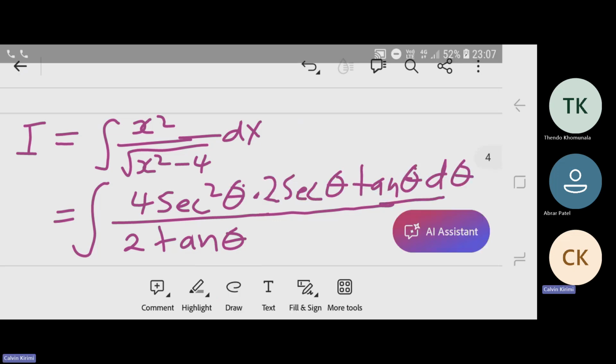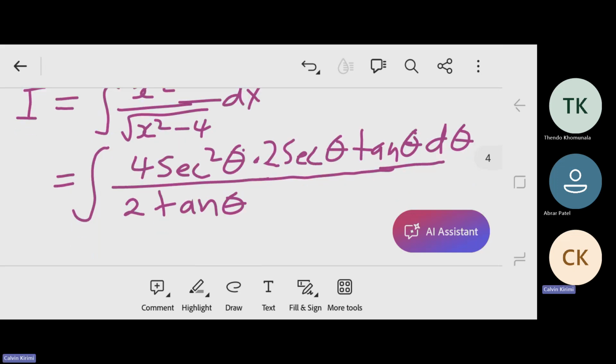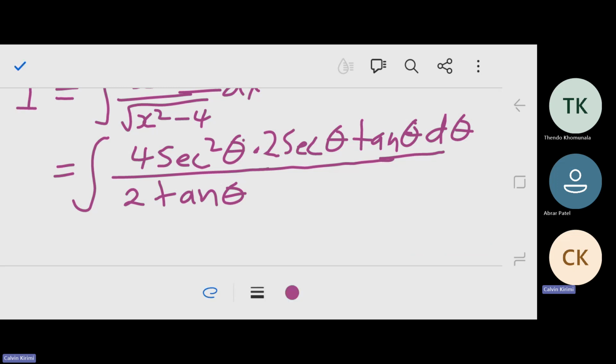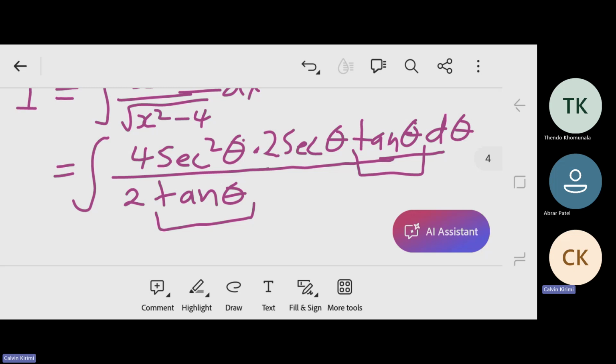So we are done with the setup of change of variables from the x to the theta. So it's a matter of now checking which one is common. You can see tan is common on the denominator, you factor out. Tan is also common there on the numerator. They will cancel. Then you will be left with the secant cubed. So which means it will be making our lives a bit easy.